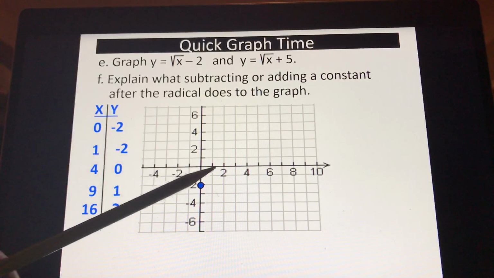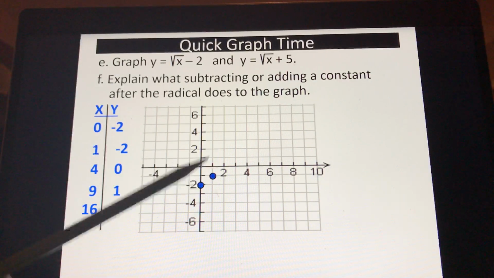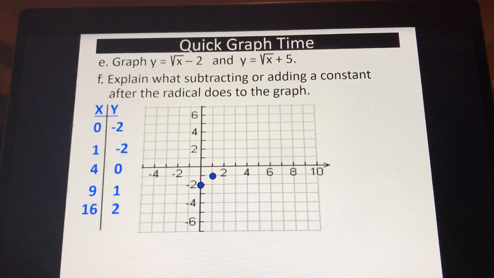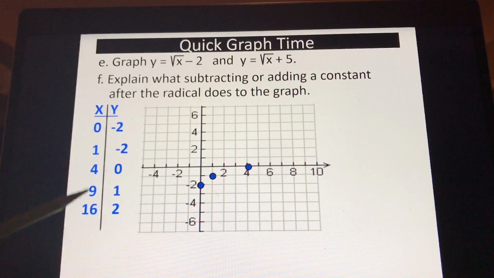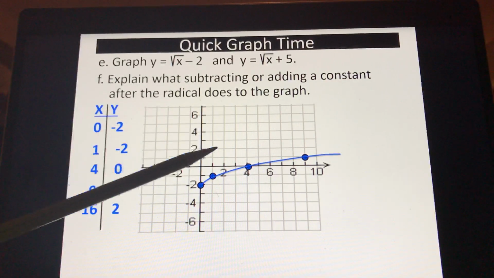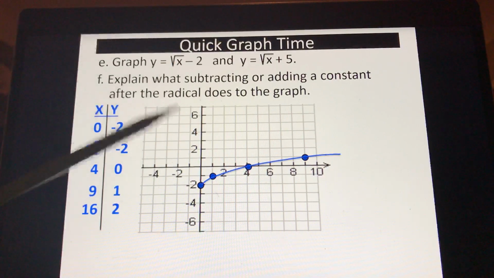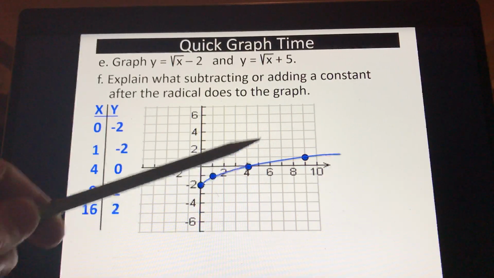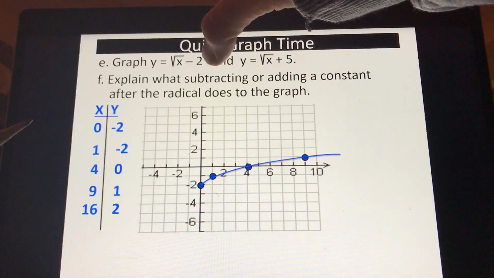Right 1, down 2. Which hopefully I did right. Should be right 1, down 1. Yes, I did. So I wrote it wrong, but plotted it correctly. 4, 0. Stay right there. Right 9, up 1. I'm way out here. And you'll see that's the exact same graph as we had a little while ago for the original radical x, but this -2 has moved the graph downwards. It shifted the graph. Every point was moved down 2 from that original.